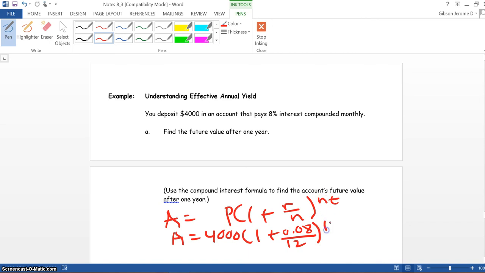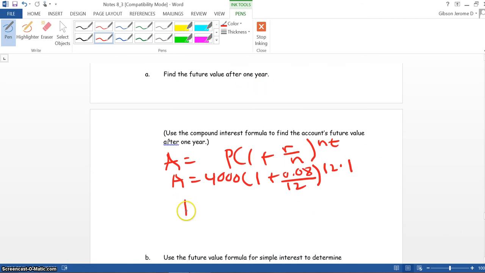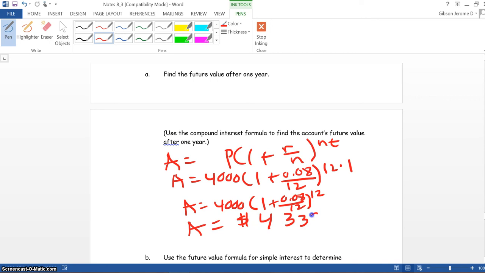And then our N is 12, and our time, it looks as though it's 1 year because it says after 1 year. Okay, now we have A is equal to 4,000. And in parentheses, we will still just put this in our calculator. And we know this will be taken to the 12th power. So our final answer, and it's an approximation, is $4,332. And that is the final answer.